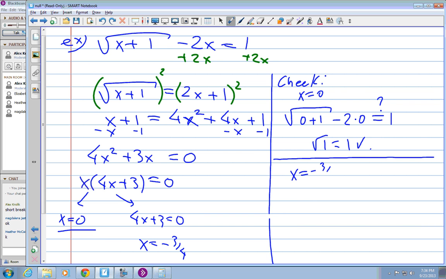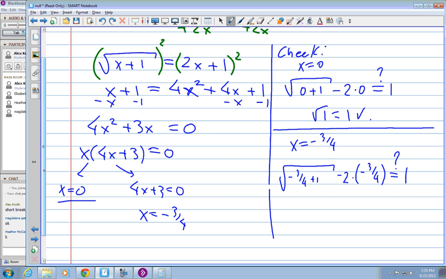X equals negative 3/4. If I plug that one into the original equation, we'll end up with the square root of negative 3/4 plus 1 minus 2 times negative 3/4. Will that equal 1? This is a 3/4 here. So negative 3/4 plus 1 is just the square root of 1/4. Is that okay? Negative 3/4 plus 1 is just 1/4. Two negatives give me a positive. 2 and 4 reduce to 3/2, so it's plus 3/2.